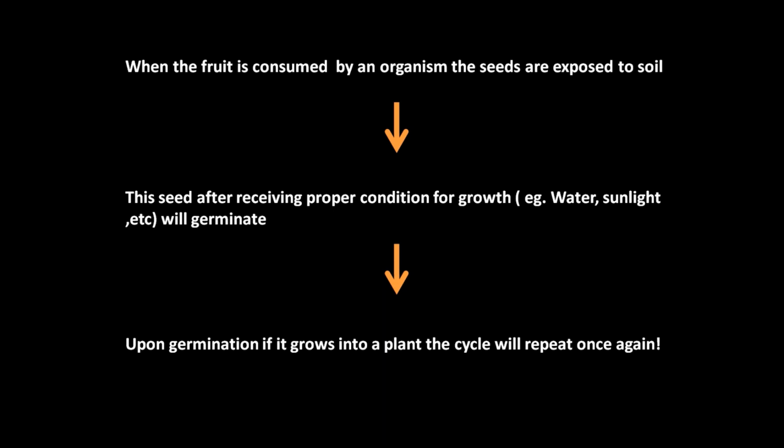Then the plant will again bear flowers which will again undergo the process of pollination and fertilization, then fruits, and the entire cycle will repeat once again. Since the start is the seed and again the end is the seed and the cycle goes on repeating, this entire process is termed as the life cycle of angiosperms.